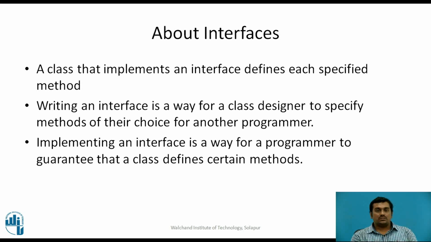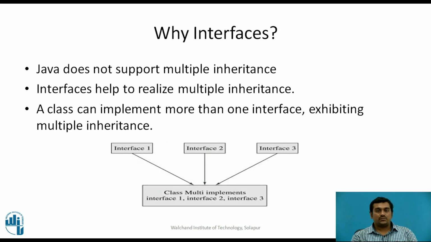Now, let us go into some detail about interfaces. A class that implements an interface defines each specified method. Writing an interface is a way for a class designer to specify methods of their choice for another programmer. Implementing an interface is a way for a programmer to guarantee that a class defines those methods. Now, why interfaces were introduced in Java.